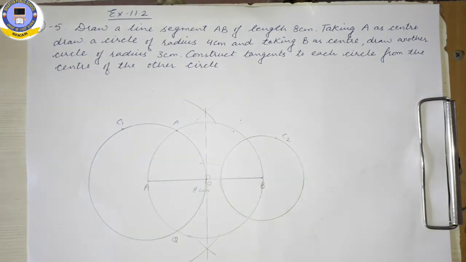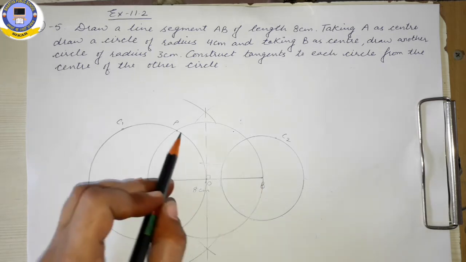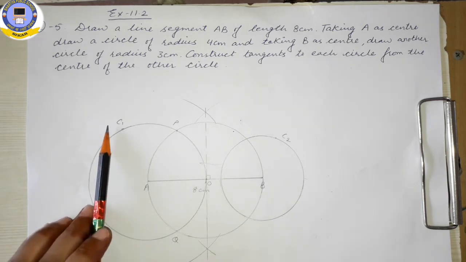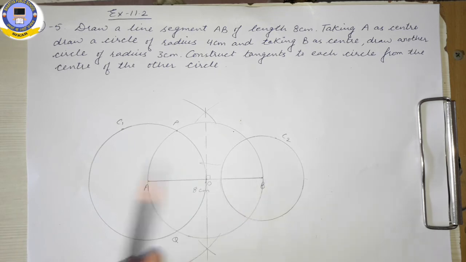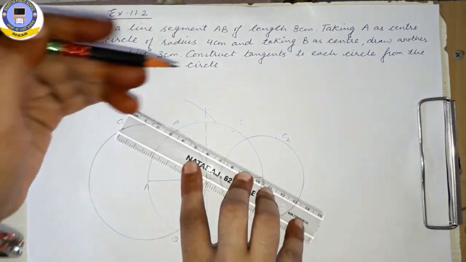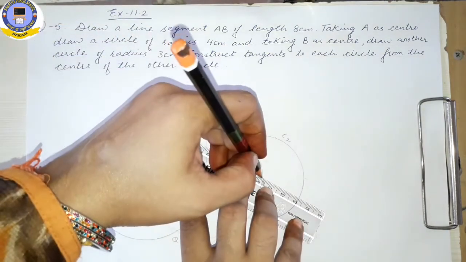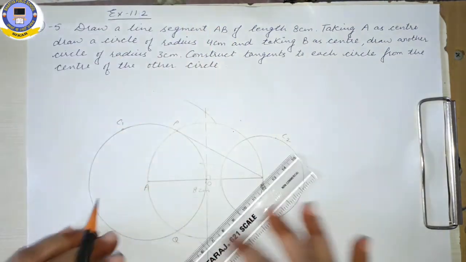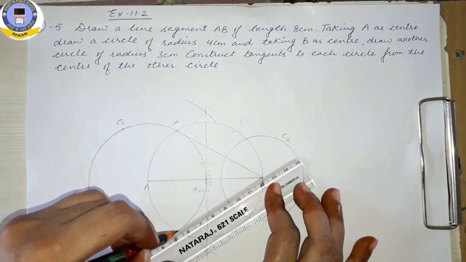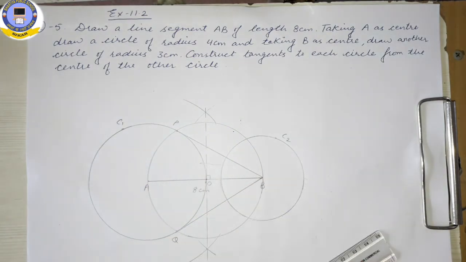Now what you will do? If we will join PB and BQ, if we will join BP and BQ, then we will get tangent on C1 from external point B. So let us join it. First of all, we will join BP and BQ so that we will get tangent on C1 from external point B.